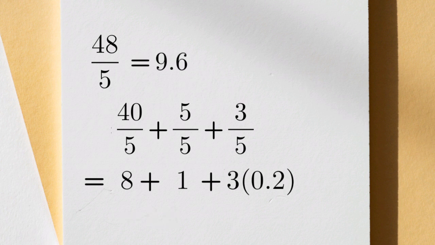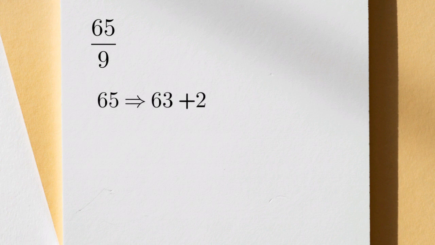Now, let's take the last example. This one says 65 divided by 9. Now, one thing you have to know about mental division is you don't have to split the numbers to be much more complicated. You have to look for a very close number to 65 that 9 can actually divide. And here, the number is 63. So, 63 divided by 9 is equals to 7.